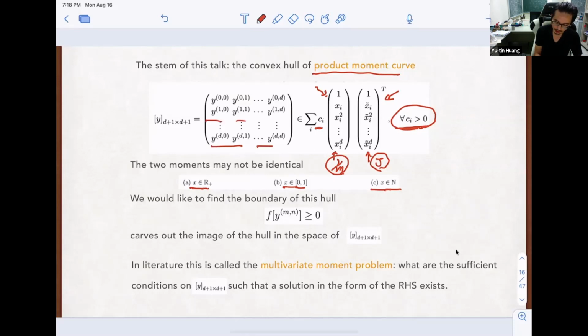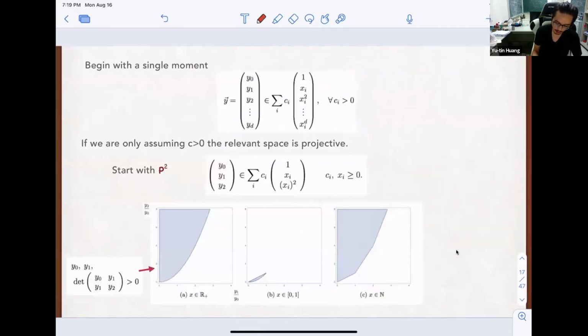If you have these Ys that are given by the convex hull of product moments, we would like to find the condition that carves out this hull. Now, it turns out that this is a well-studied problem in mathematics. So this is usually called the multivariate moment problem. And we will basically give the sufficient conditions for which a point actually lies inside this hull. So just to give you a flavor of what the condition is.